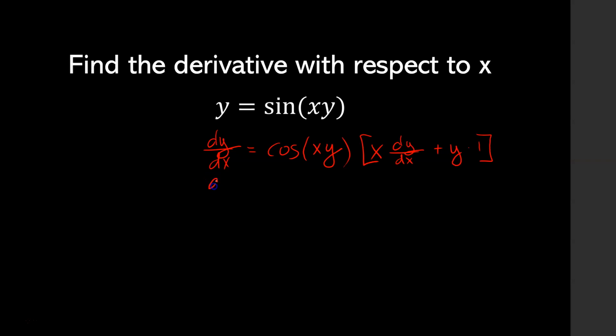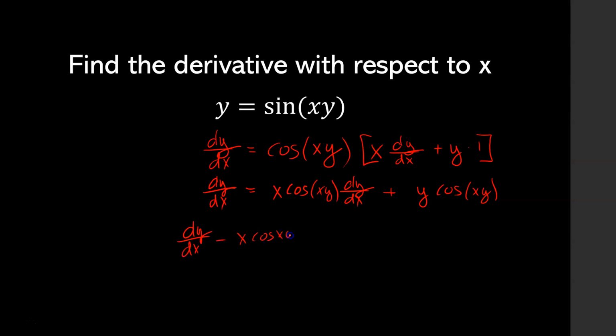Okay, you should have expected your derivative, dy dx, is equal to... so we're going to have to do some algebra. dy dx on the left, and I have to distribute. So that's going to be x cosine xy times dy dx plus y cosine of xy. And so I probably shouldn't skip over what I'm doing in my head. So dy dx minus x cosine xy dy dx is equal to y cosine of xy.